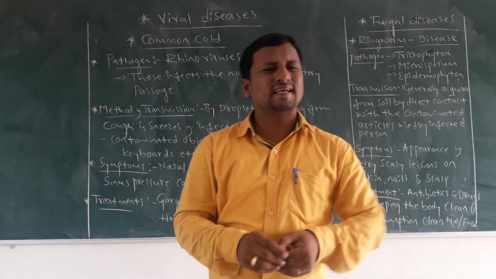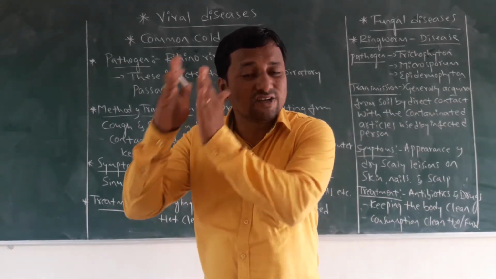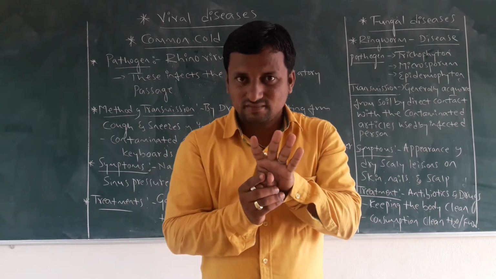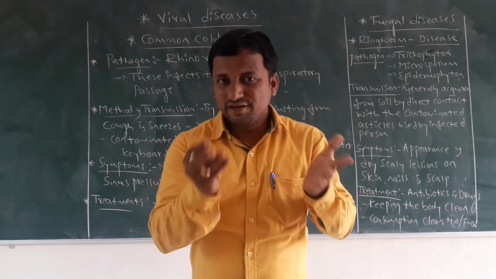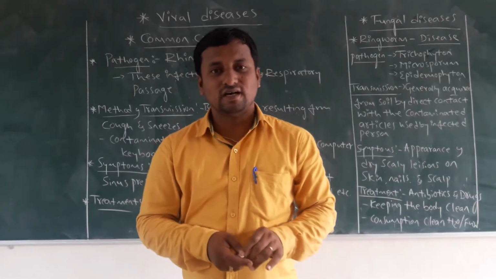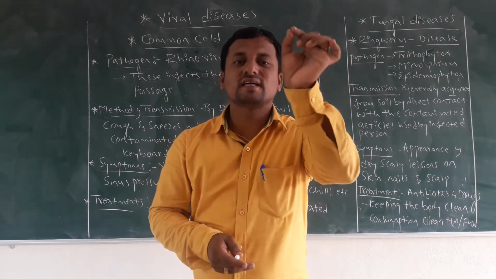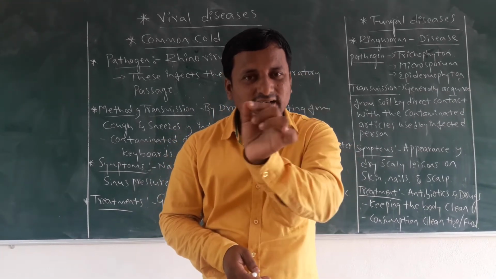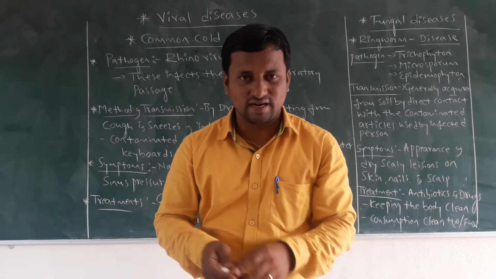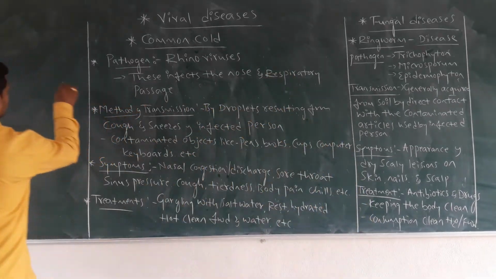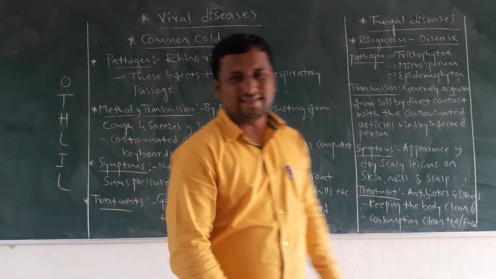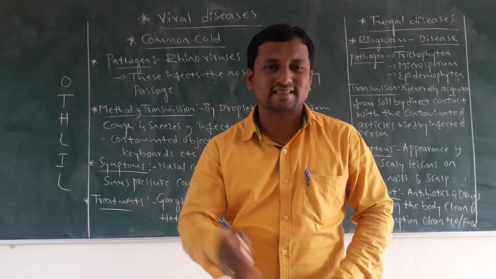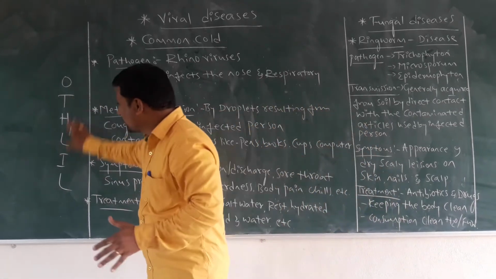In our body, so many enzymes are there. They play different roles based on their location and their chemical reactions. Last year you discussed one aspect, how enzymes are classified based on the chemical reaction. There is one word, OTHLIL. What is this OTHLIL? Based on the chemical reactions, they are classified into 6 groups.